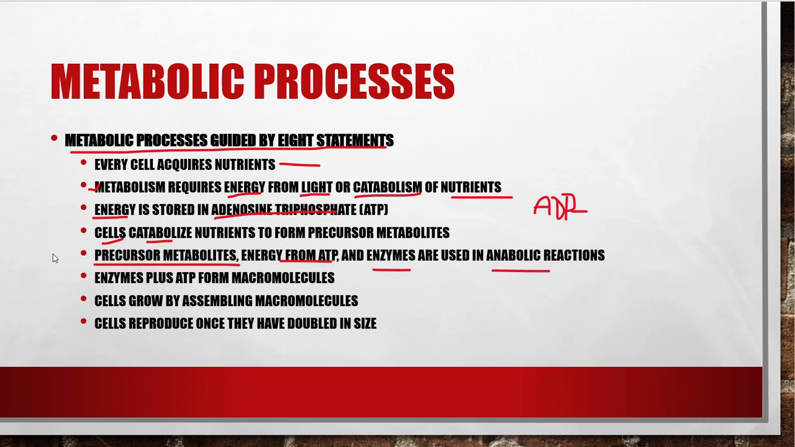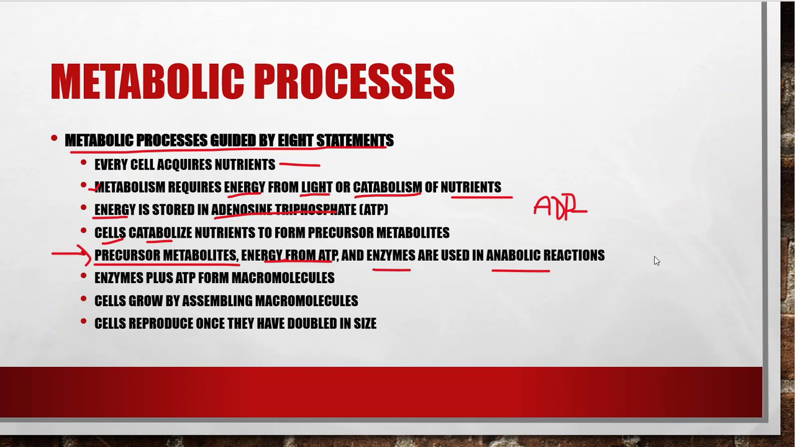Precursor metabolites, energy from ATP, and enzymes are used in anabolism. Anabolism is building up. That's taking those Legos and putting them back together and making something out of them. So we need the building blocks, whatever those building blocks are; for proteins, for example, it's amino acids. We need energy because if you're going to put something together, you're going to spend energy. And most of the time, we need an enzyme that helps us speed up the reaction significantly in order to put stuff together.